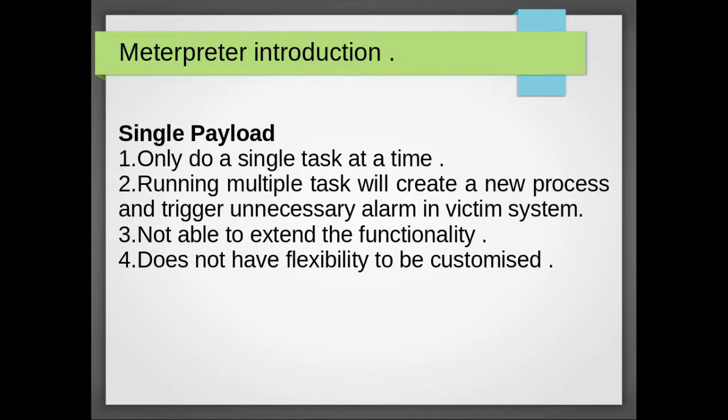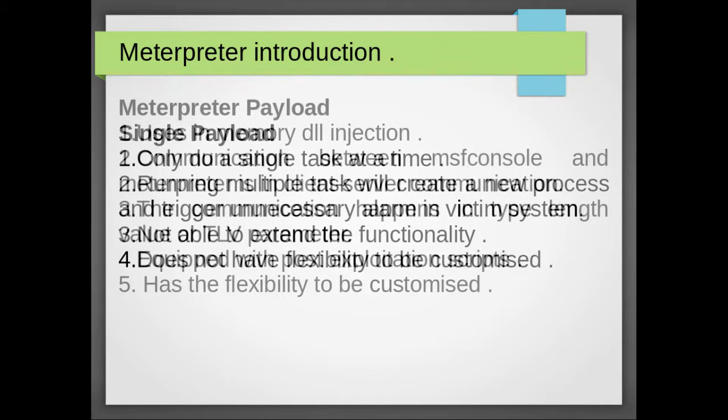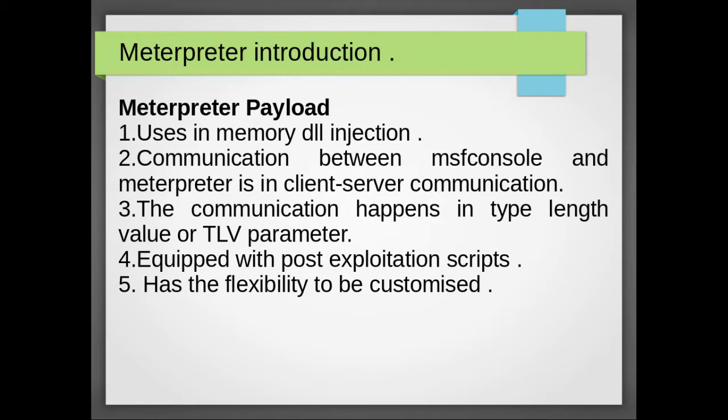Secondly, once the single payload is executed, you cannot add more functions to the payload's functionality. A single payload doesn't have the flexibility to do more than what it is supposed to do. To solve this problem, Metasploit comes with a payload called Meterpreter, or Meta-Interpreter.